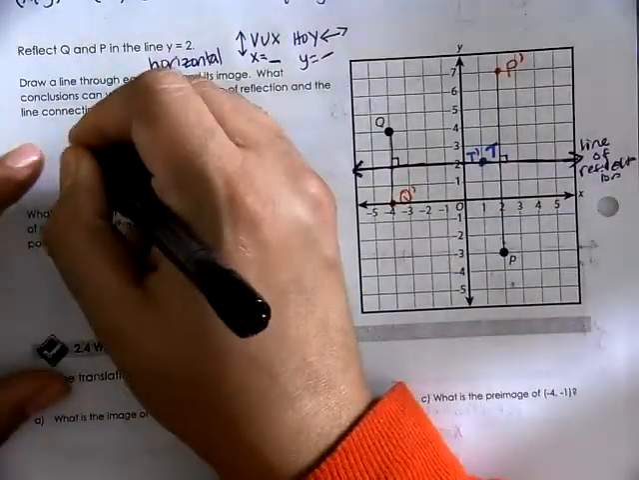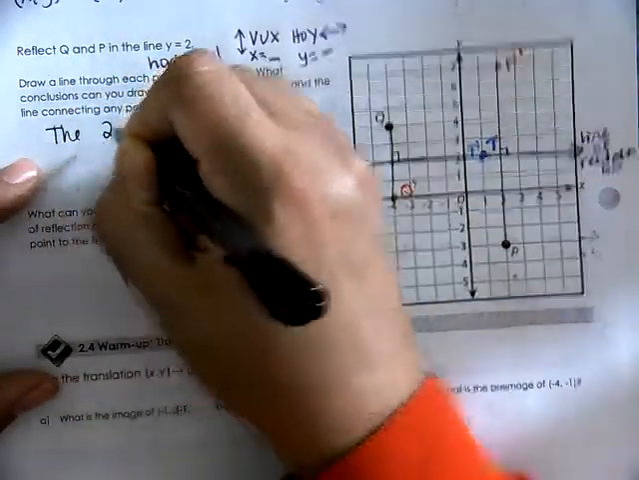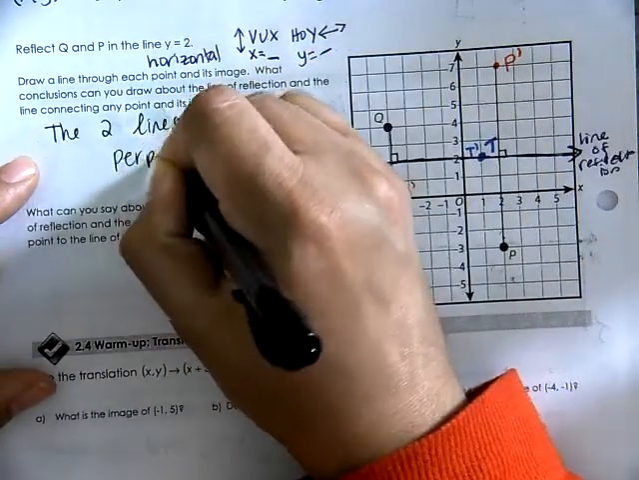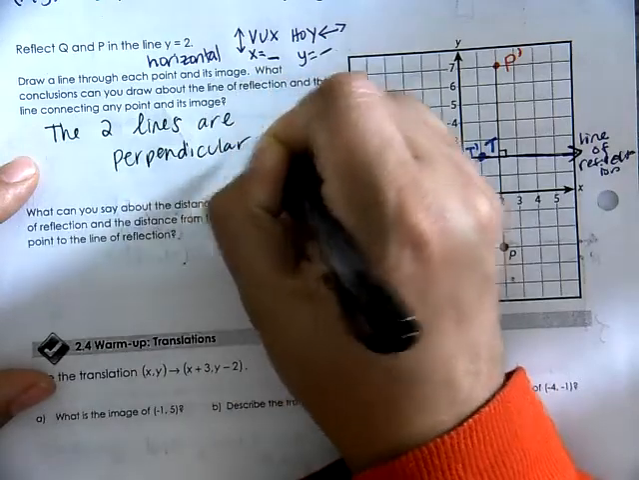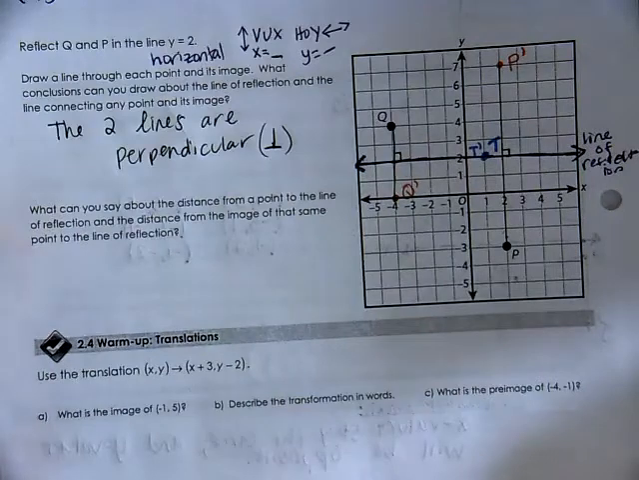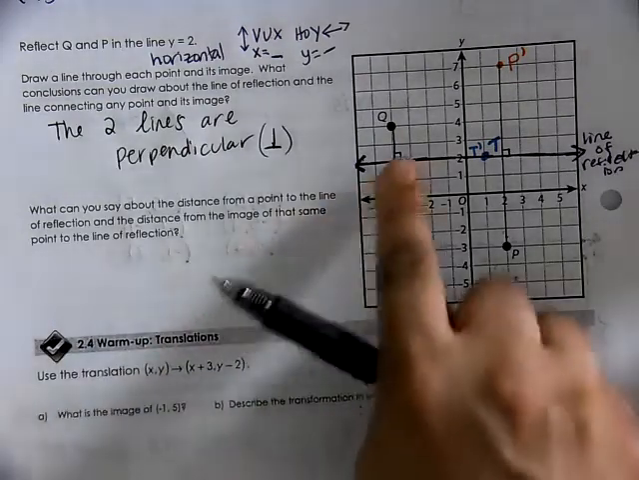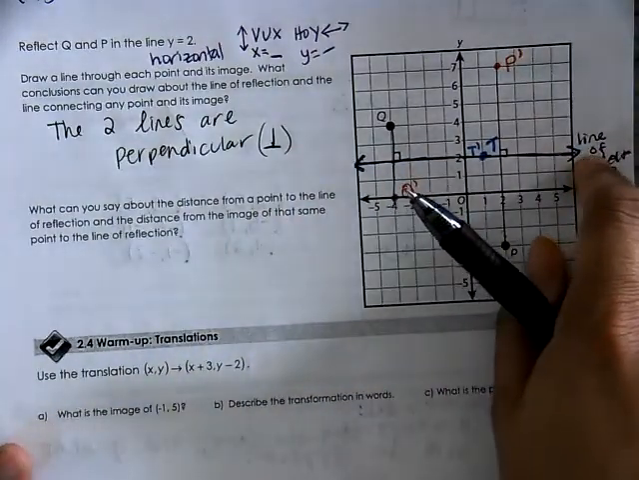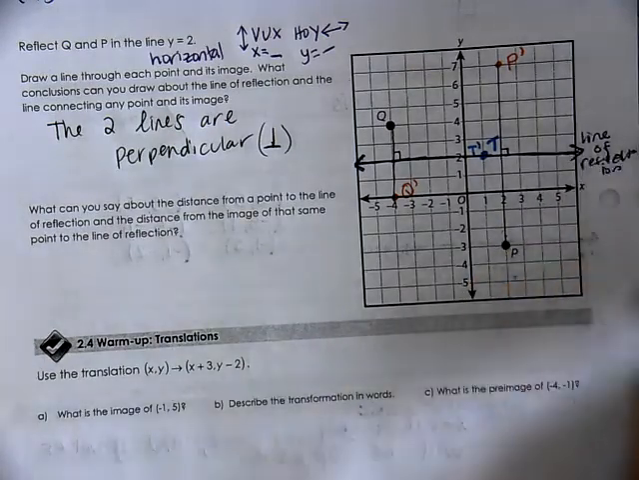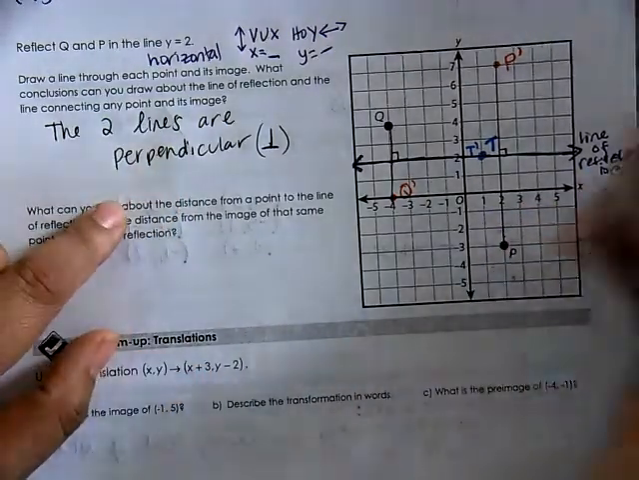Okay, so I'll write down that the two lines are perpendicular. And if you remember the symbol for perpendicular, I'm just going to put that in parentheses. It's that upside down T. So anytime you have an image and its pre-image, like the two points, and you connect them with a line, it should always be perpendicular to the line of reflection. If it's not, something went wrong with your graph or where you were making your reflection, because it always will be perpendicular, and you can always check it.